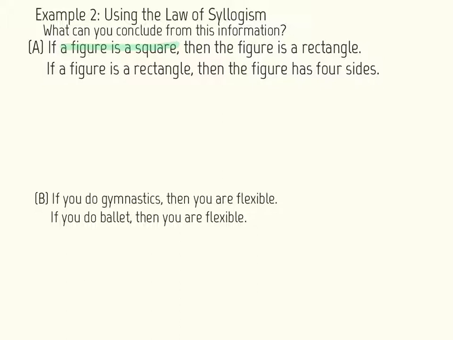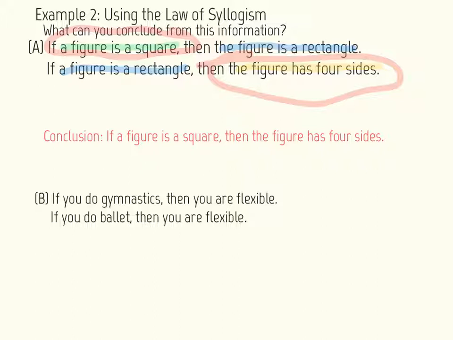If we assume that a figure is a square, then we can say it is a rectangle. But then we take another step and say, well, we know it's a rectangle. So if it's a rectangle, then we know it has 4 sides. So we can skip things and go right from a figure is a square to the figure has 4 sides. So our conclusion is, if a figure is a square, then the figure has 4 sides. We just made a string of ifs that are all true, and then we can make our conclusion, our then statement.